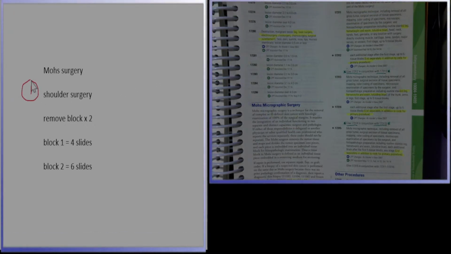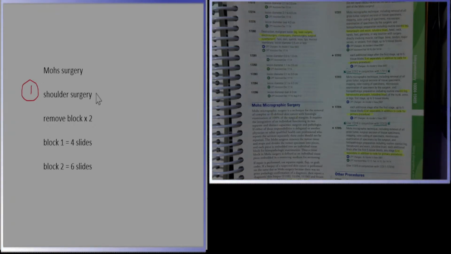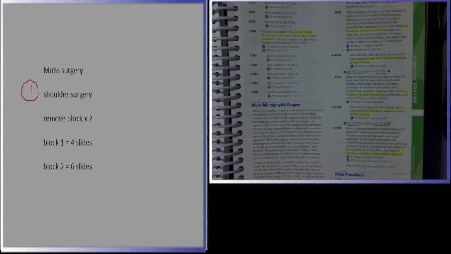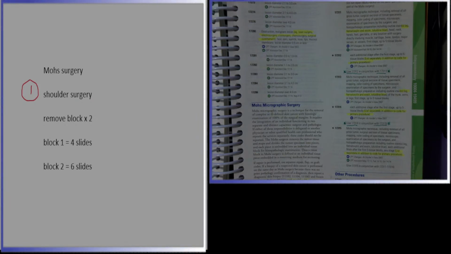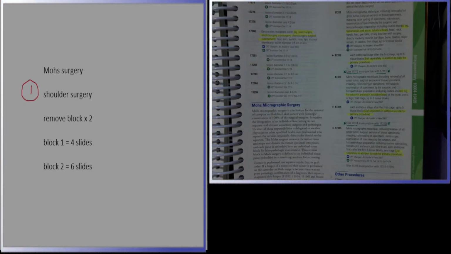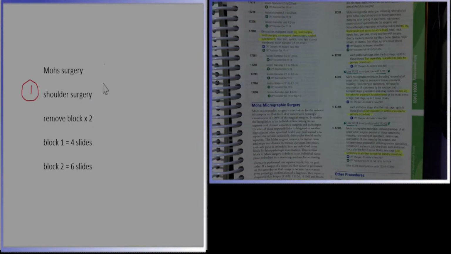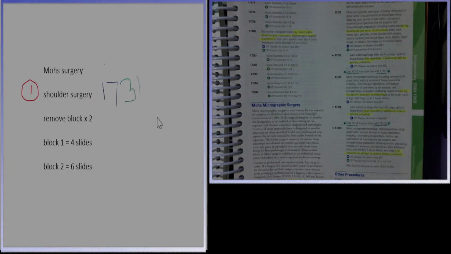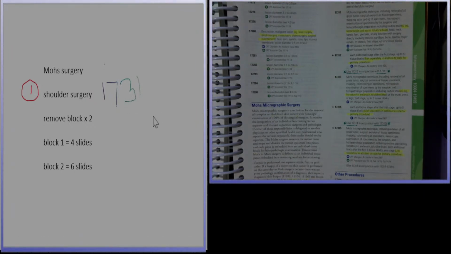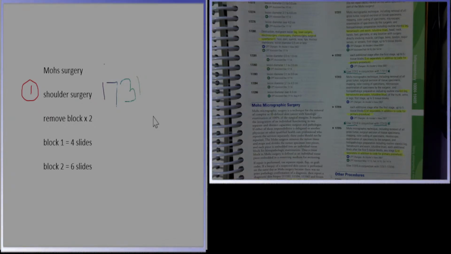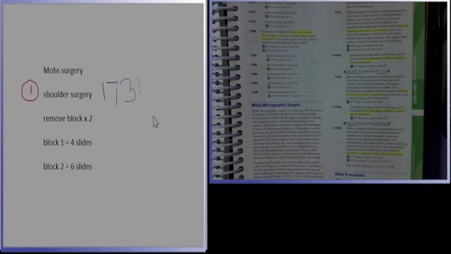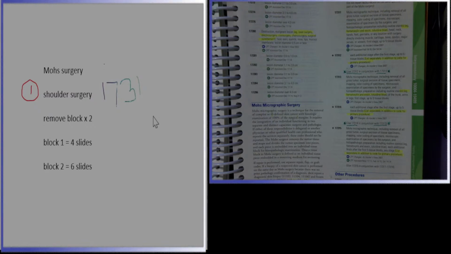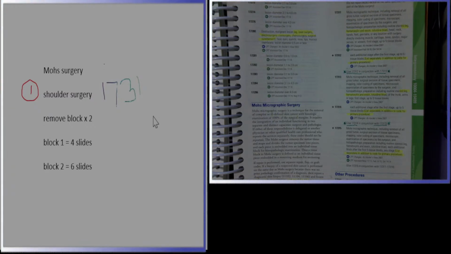Our first part is body part. Where's the shoulder? Is the shoulder in 11 or is it in 13? We're going to add 13.